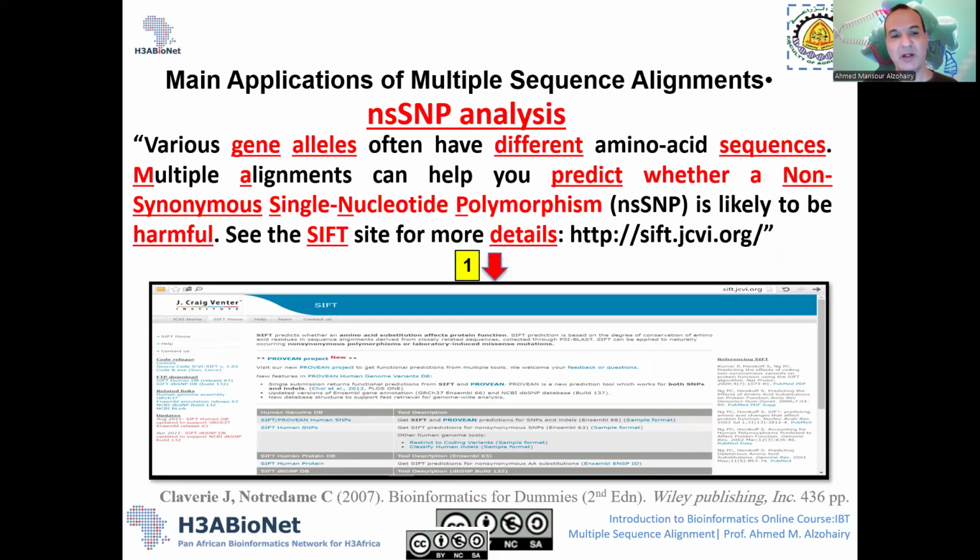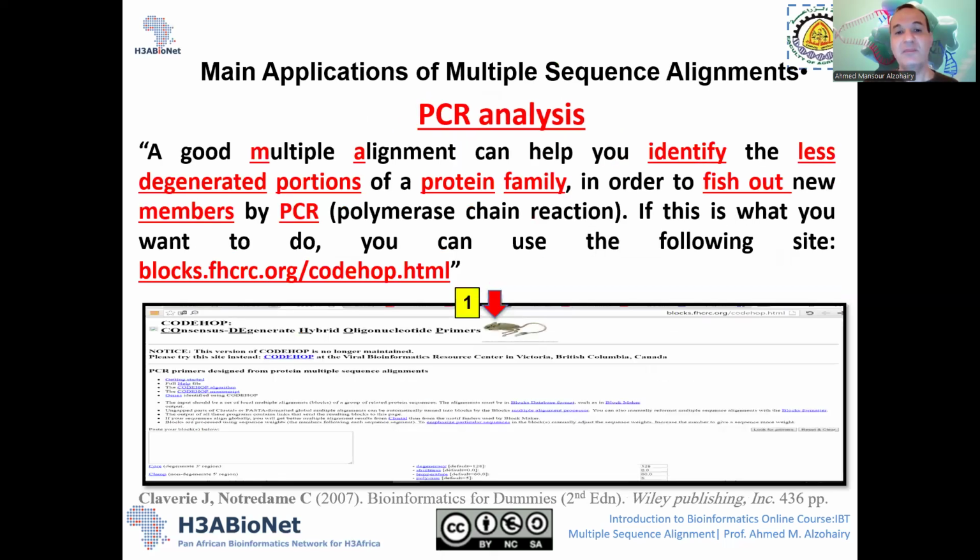Of course, we have some programs like SIFT and other programs that can be used for this application. For PCR analysis, multiple sequence alignment can be used to identify the less degenerate portion of the protein family. So in this case, you will find the place where we can design useful primers to isolate certain genes or certain positions or locations in DNA.